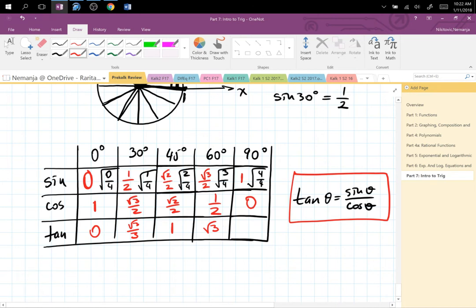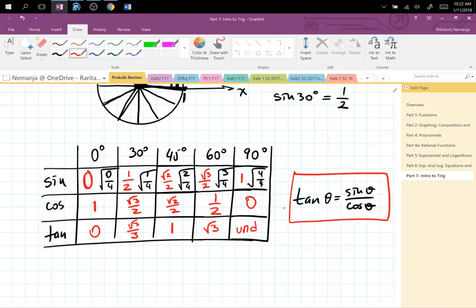Can you divide by 0? Undefined. And we are going to see quickly that there is a vertical asymptote there, so undefined makes sense. Every time you divide by 0, there's a vertical asymptote lurking. So now we have these values.